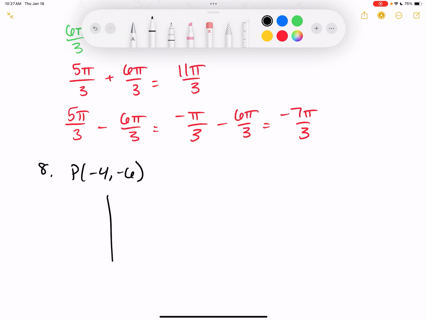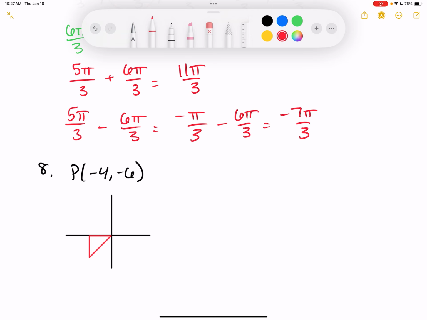I'm going to plot this point. What quadrant is this point in? Quadrant 3. So it's going to be down here. Remember that when we draw these, it's always touching the x-axis, okay, not the y-axis.